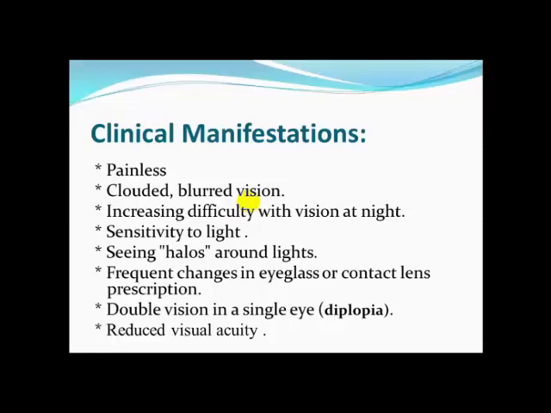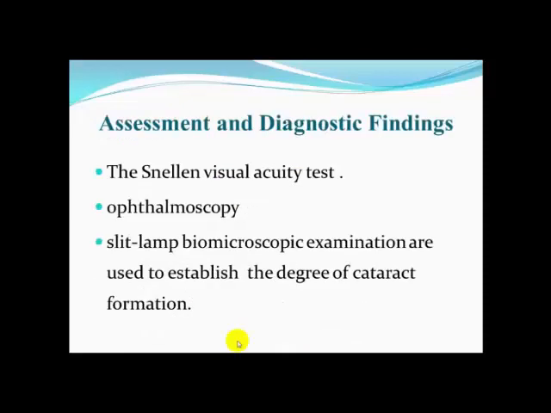دبل فيجن ان ا سنجل اي، اي راح يشوف رؤيه مزدوجه one eye a single eye. ديبلوبيا كمصطلح يسمى بالديبلوبيا. reduce visual acuity، اي راح يصير نقصان بحده البصر. Assessment and diagnostic finding the Snellen visual acuity test, also ophthalmoscopy, and slit lamp biomicroscope examination are used to establish the degree of cataract formation.